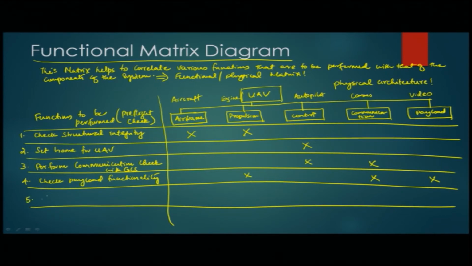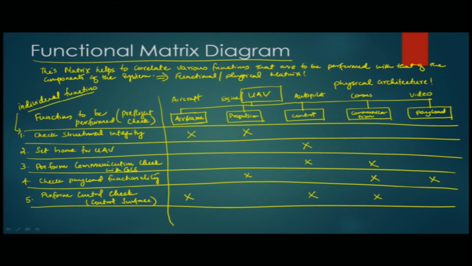And then let's do one more thing, what we call perform control checks. Control check is the control surfaces. There are three control surfaces: the ailerons, elevators and rudders. So they need to be checked. You need to check the airframe, you also need to check the control, and you also need to check the communications. So this is a matrix system, where at each functionality, these are individual functions that are to be performed.